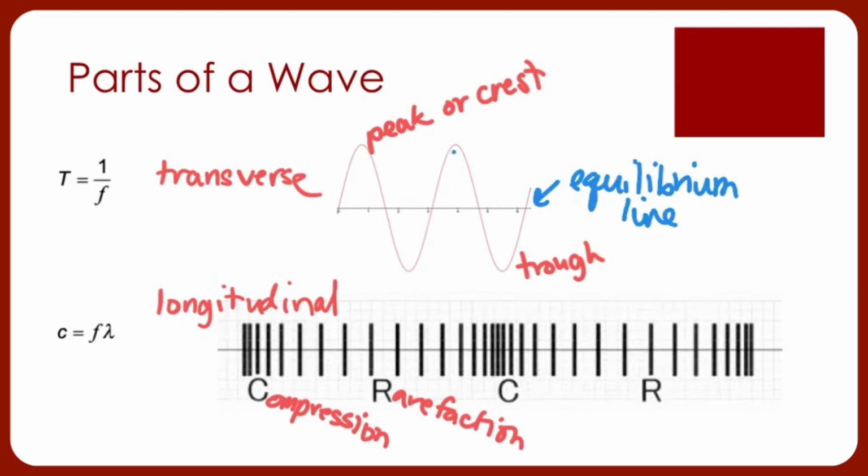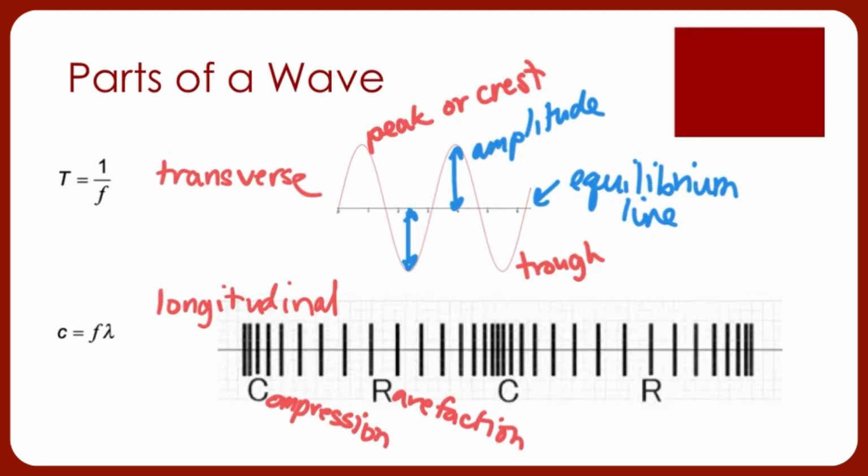If I look here now from the equilibrium line to the top of the peak, that will be my amplitude. It is a common misconception for students to think that it goes from the peak down to the trough, but in fact, it's only halfway there. Also, all of our waves will have the amplitude being the same distance from the equilibrium line to the top or from the equilibrium line down to the bottom of the trough.